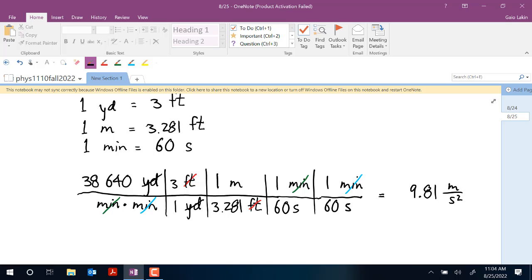Anybody know what that 9.81 meters per second squared is? Yep. Yeah, that's right. So near sea level on Earth, an object that's in free fall, and if there's not significant air resistance, that's the acceleration that something in free fall drops. Any questions about that one?